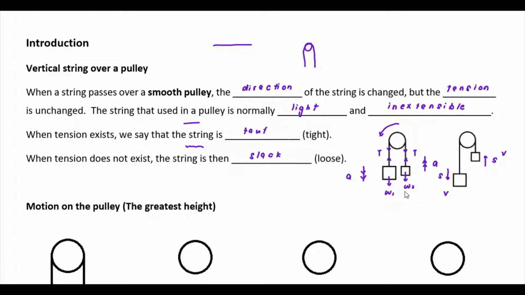Okay, so by writing down these letters, I actually meant that, for example, weight 1 and weight 2 denote different values. So you have W1, W2. The tension is the same, so that's why I wrote T and T, I did not put T1, T2. Same thing, a and a, s and s, and v and v. Okay, so remember this idea, and now we'll be looking at the first example before we come back to this part.